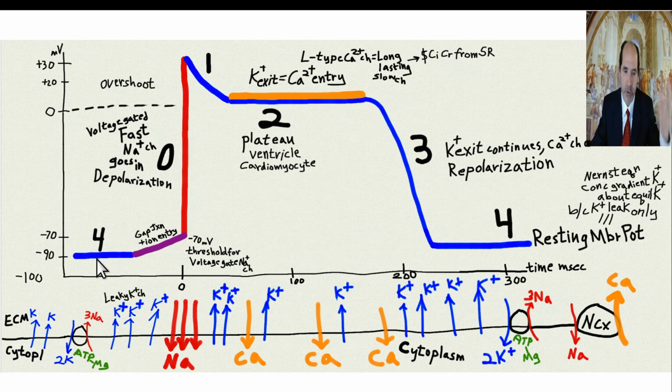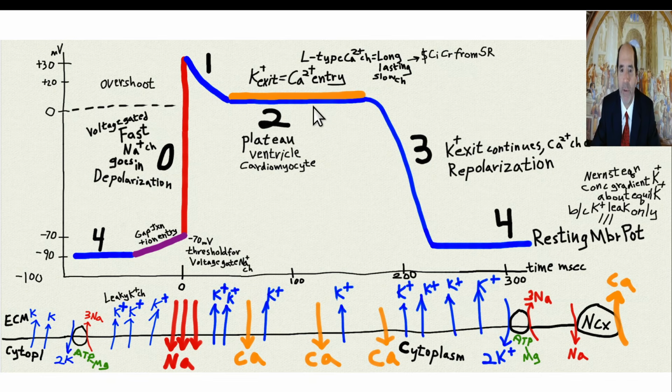Phase 4 is resting potential, with potassium exiting. That's what these lines are for, potassium exiting. Then you get an influx. This is cytoplasm, this is extracellular matrix. Influx of sodium at phase 0 depolarizes the cell. Resting membrane potential was -90. Threshold was -70 to fire the action potential with fast-acting voltage-gated sodium channels.